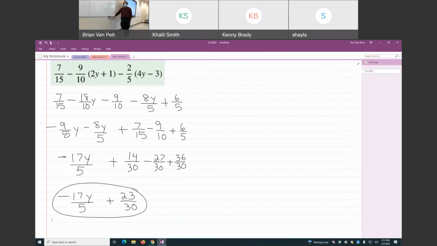Okay, yes, 2y over 10 is 1y over 5, that's true. How did you get 1y over 5? Once again, when I distributed the negative 2 over 5 into the 4y, you get negative 8y over 5. And then I have this 18y over 10 and this 8y over 5, and I made it 10. I ended up making it 16 over 10, and I subtracted the two together.